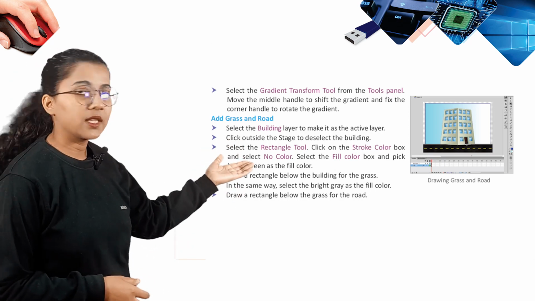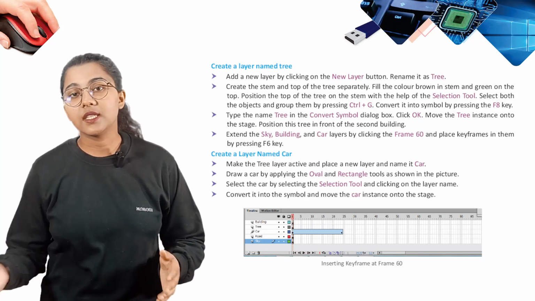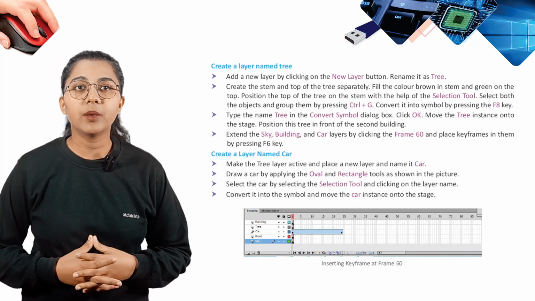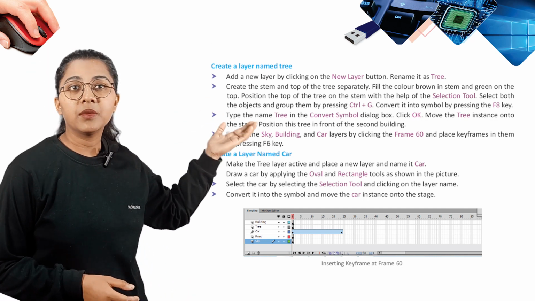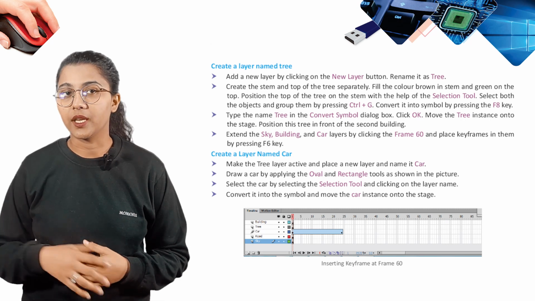And here you can see the interface of drawing grass and road. So students, this is how you can make your grass and road in the drawing. Now let's read about creating a layer named tree. So now we are going to learn how we will make a tree in our drawing.